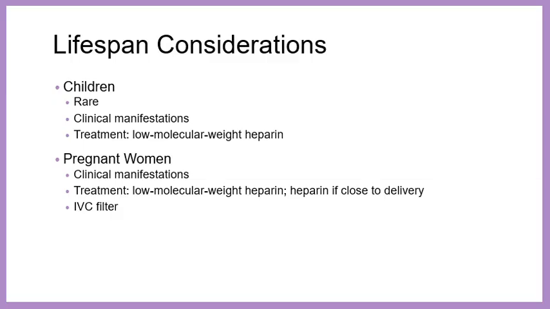PEs in children and pregnant women. So, can children get PEs? They can. It is fairly rare. Their clinical manifestations are really tachycardia, tachypnea, chest pain, shortness of breath, cough. They don't tend to have hemoptysis. And it's probably more kids getting treated for cancer or some kind of central line things like that.